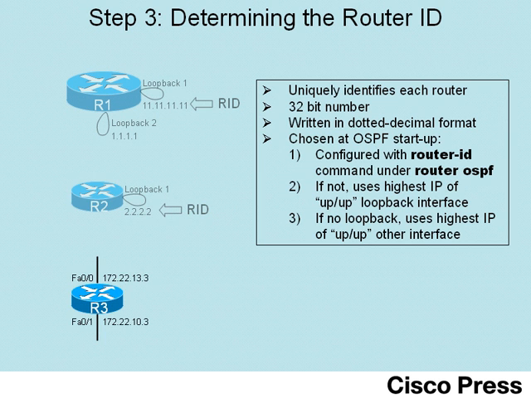Moving on down to router 3, R3 doesn't have any loopback interfaces at all, nor does it have a router ID command, so it'll go to step 3 of its decision process, look at the regular interfaces that are up, and notice that 172.22.13.3 is the highest IP address amongst all those interfaces.